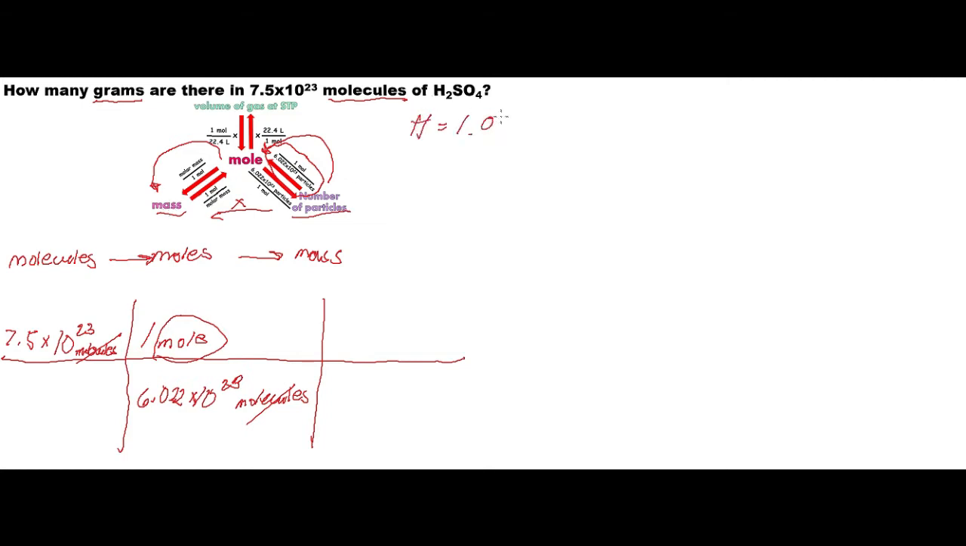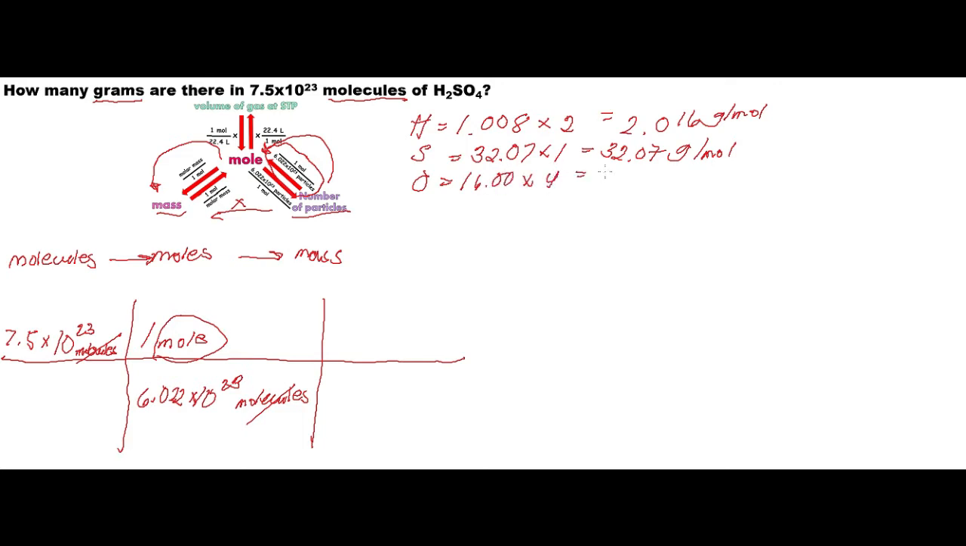H 1.008 times 2, you will have 2.016 grams per mole. For sulfur, you have 32.07 times 1, you will get 32.07 grams per mole. And for oxygen, 16.00 times 4, you will have 64.00 grams per mole. So why times 4? Because you have 4 oxygen atoms. Solving for this, you will get 98.086 grams per mole.